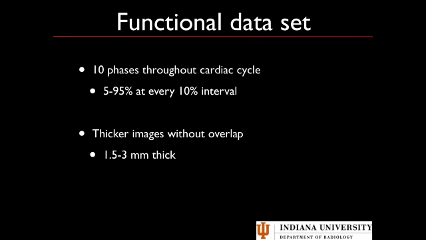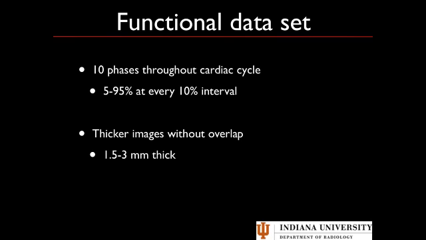The functional data set, again, this is only going to be if you're doing retrospective acquisition. Generally, we create 10 phases throughout the cardiac cycle. You want them about every 10%, so you can go 0 to 90% every 10, so 0, 10, 20, etc. Or you can even do 5 to 95. I actually have done 5 to 95 traditionally because I found that around 35%, if you're calculating an actual function where you want true end-systole, that 35% tends to be more the end-systolic phase of the heart rather than 30 or 40%.